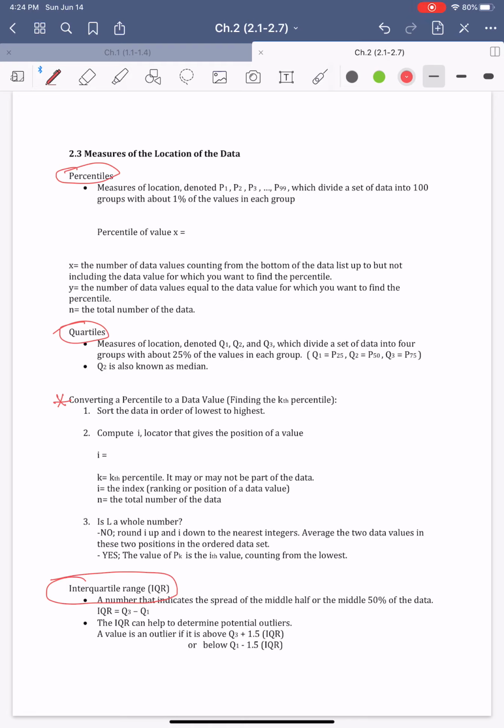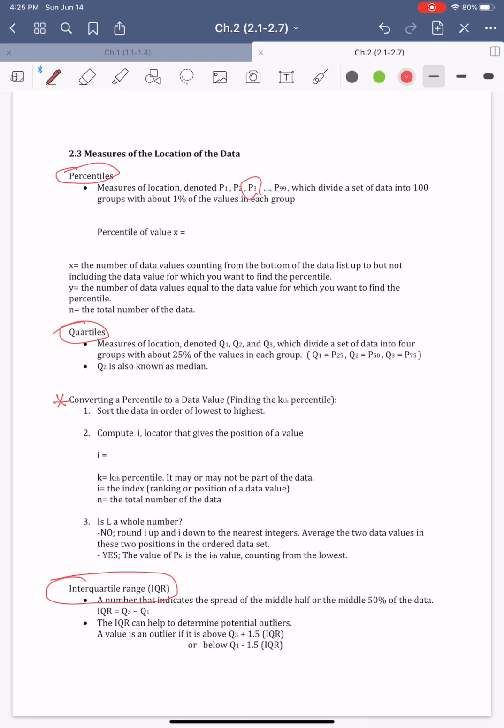What is a percentile? Measures of location denoted P1, P2, P3, all the way up to P99, which divide a set of data into 100 groups with about 1% of values in each group. So basically, when we say the 50th percentile, that's P50. That means it has about 50% of data values below and 50% of data values above it. If it's P3, that means 3% of data values are below that X, whatever the X is. And so it's a 3, so 97% of data values are above it.